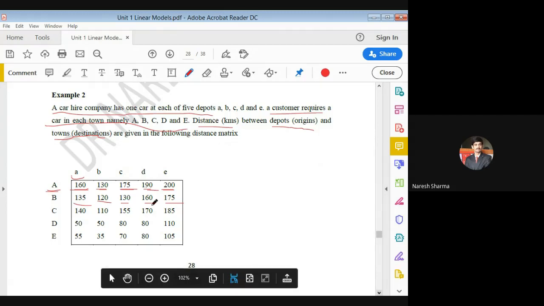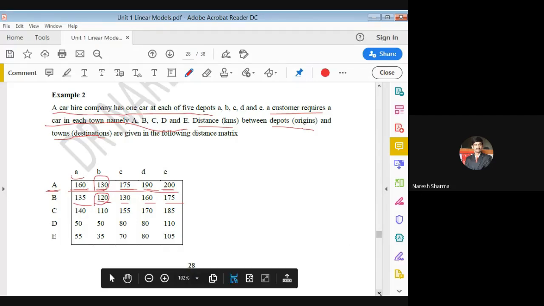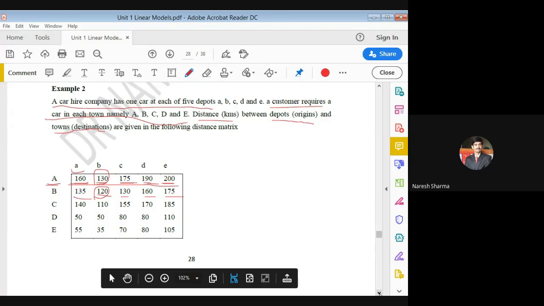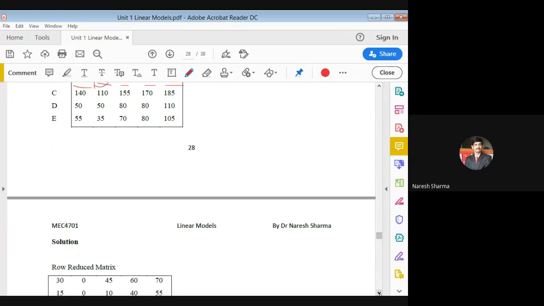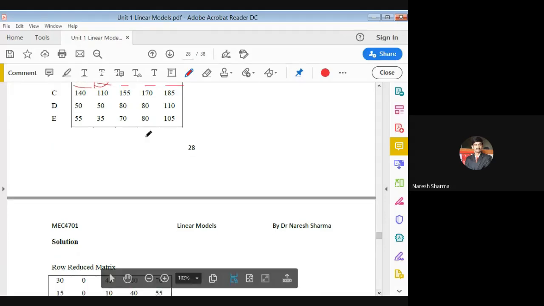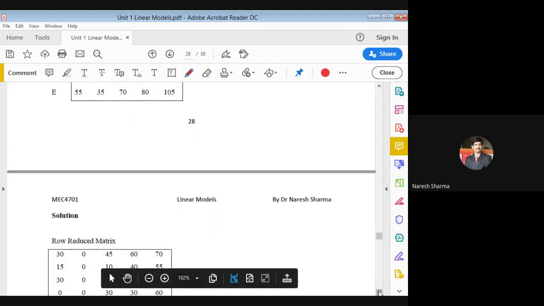So in this also we can subtract the minimum element from the first row. We have 130 as the minimum here, so we can subtract 130 from each. In the second row we have 120 as the minimum, so we can subtract 120 from each second row element. After doing this we get this matrix. From the third row we have 110 as the minimum. If you subtract it, then we get 30, 0, 45, 60, and 75. Similarly, you can complete your matrix.